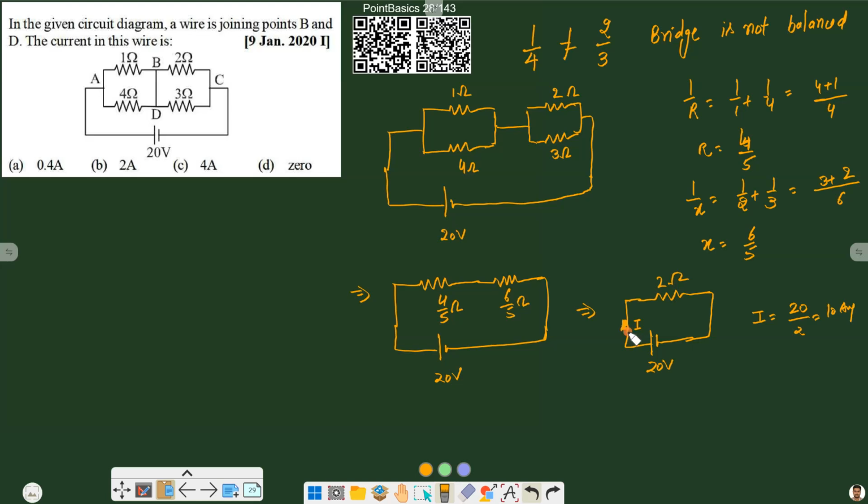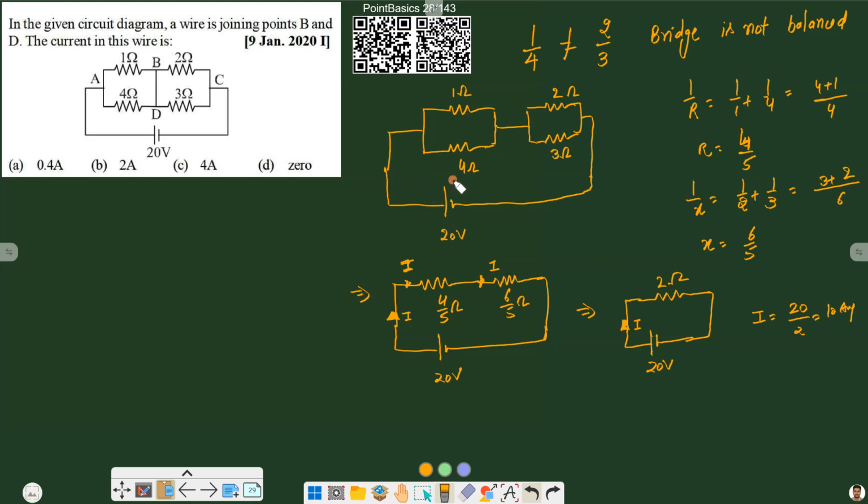Now if I current is flowing through this circuit, then I current must be flowing through this circuit again. And as both of these 4 by 5 ohm and 6 by 5 ohm are in series, their current will be the same. In this resistance also the value of current will be I, and for this resistance also the value of current will be I, because they are in series, and the value of I is again 10 ampere.